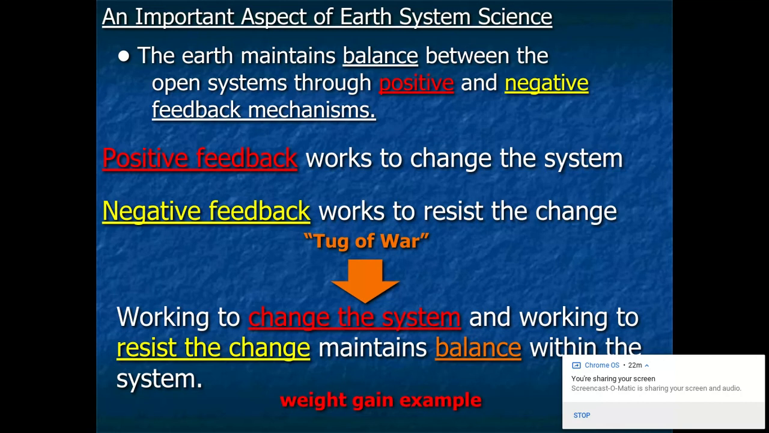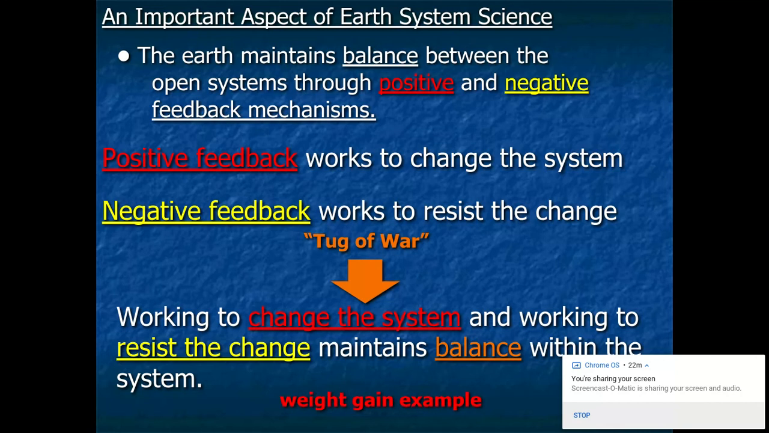So hopefully you're saying that that is a positive feedback, because by maintaining a diet like that, you're working to change the system. And in this case, it's your body. Yet we call that a positive feedback. And we know scientifically that having a diet like that is not very conducive to good health. And so actually it's not good for you, but we call that a positive feedback. So just because it says positive feedback doesn't necessarily mean that it's good.